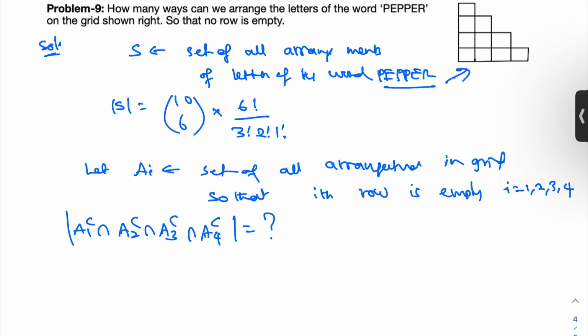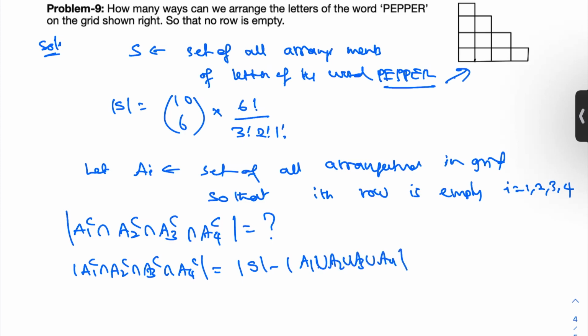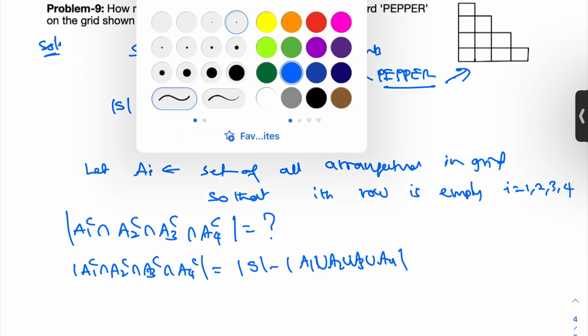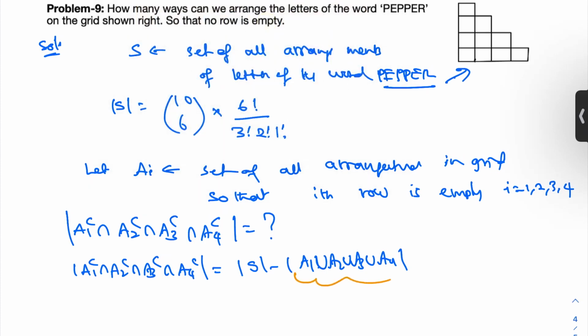But we can write the number of elements in A1 complement intersection A2 complement intersection A3 complement intersection A4 complement as the total number of elements in S minus the number of elements in A1 union A2 union A3 union A4. Okay. Here I can apply the principle of inclusion and exclusion.